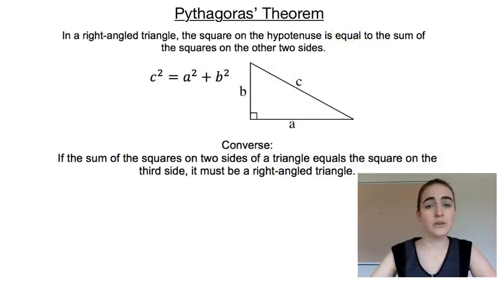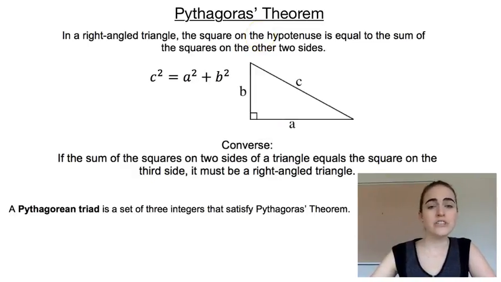It also works the other way around though. So the converse of Pythagoras' theorem is that if the sum of the squares of two sides of a triangle is equal to the square on the third side, then it has to be a right-angled triangle. So if the three sides of a triangle satisfy this relationship, then that means that the triangle is right-angled.